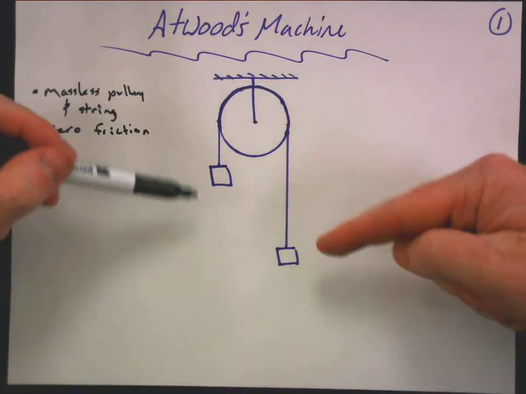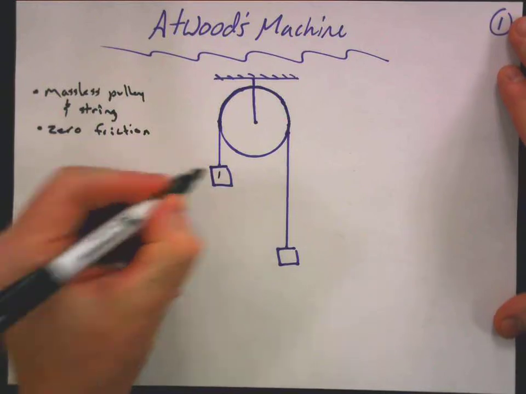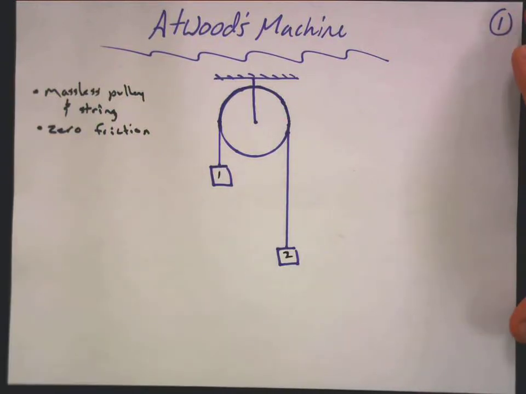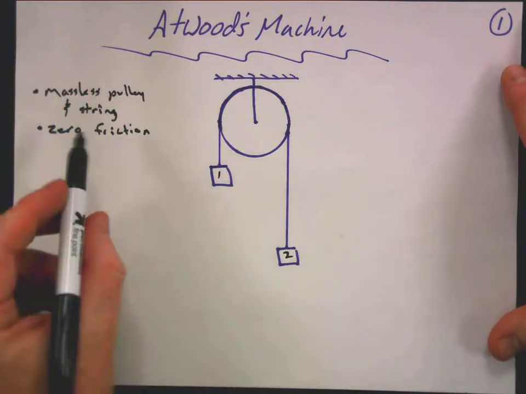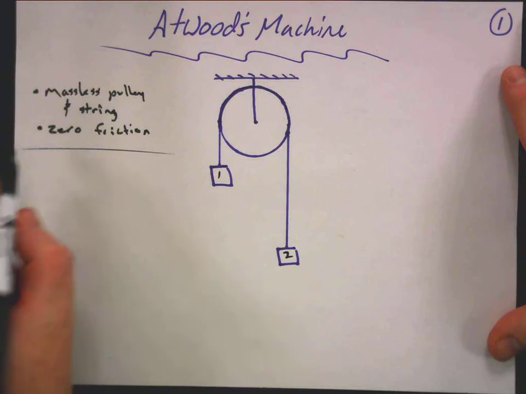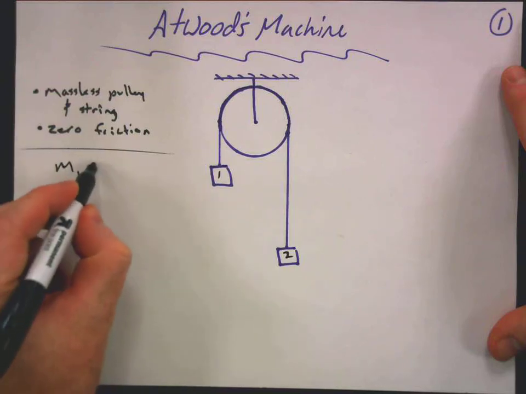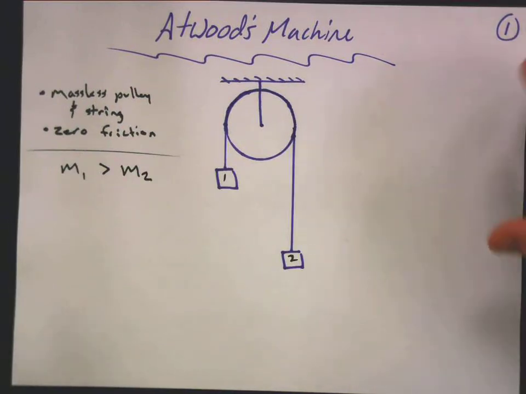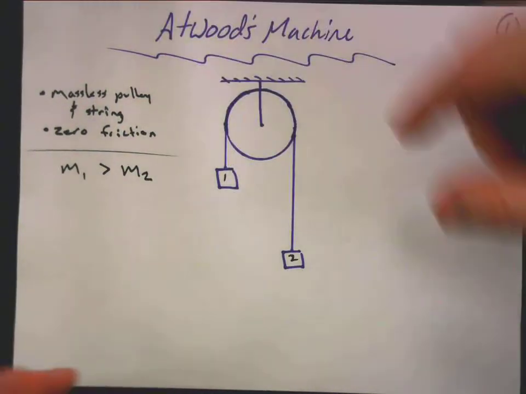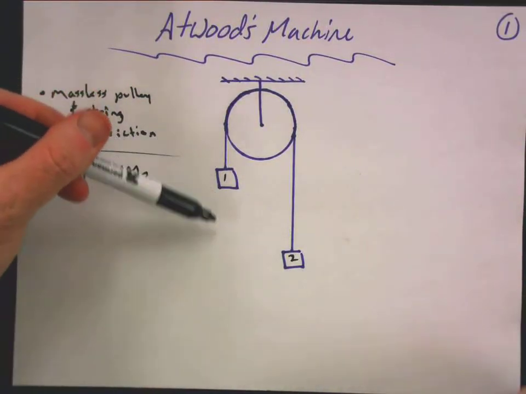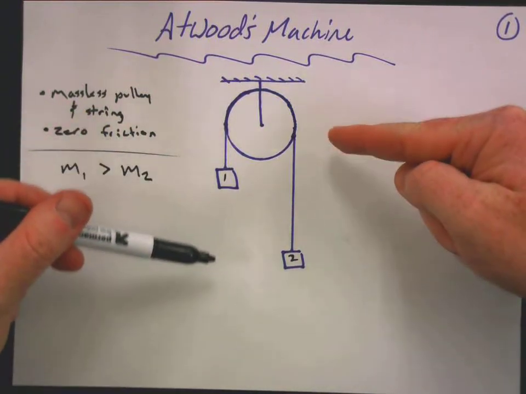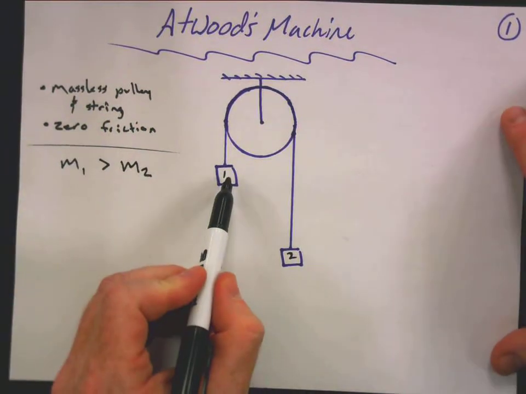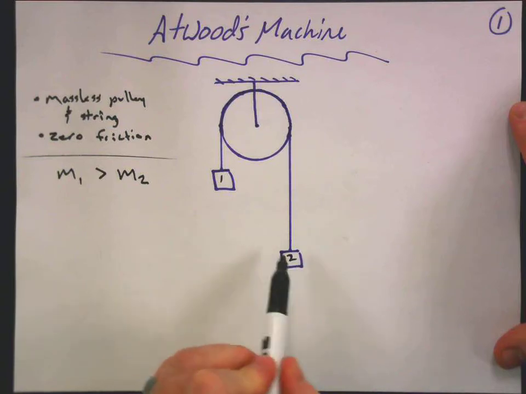We have this beginning arrangement. Let's call this mass 1 and mass 2. And, well, let's identify a few things. First, let's just say to ourselves, what do we know? Mass 1 will be greater than mass 2. And what that means is when this is released, when we let go of that one, 1 is going to fall and 2 is going to rise, just like that. And the distance that 1 falls is the same distance that number 2 will rise.